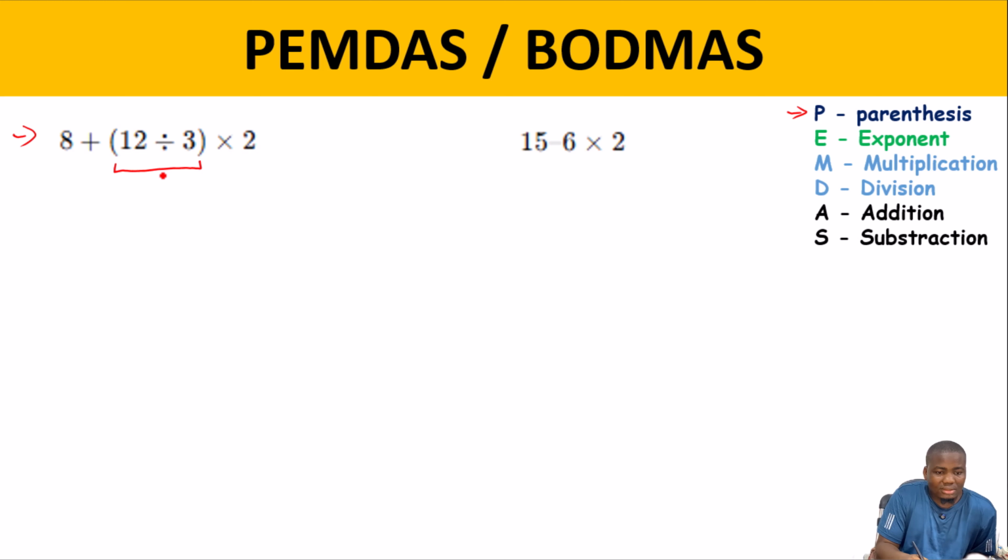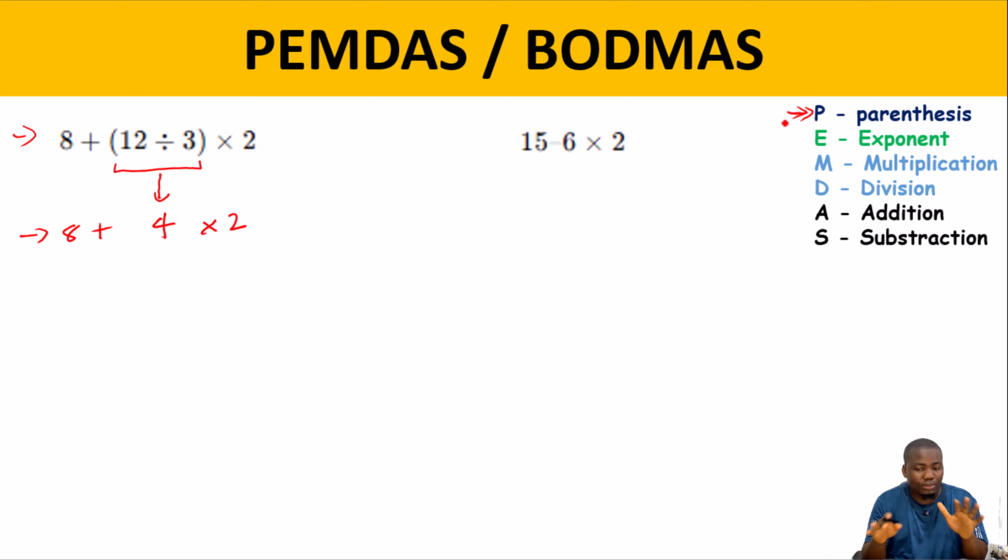So 12 divided by 3 is 4. So we bring down every other thing. We have 8 plus 4 times 2. Then in this expression, we ask ourselves, do we have any other bracket there? No. So we are done with bracket. We are done with parentheses.